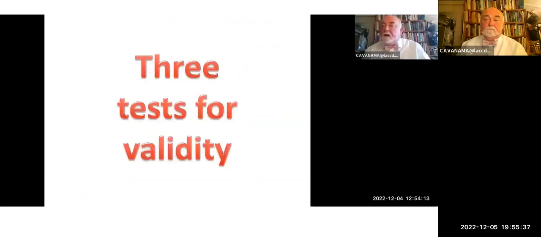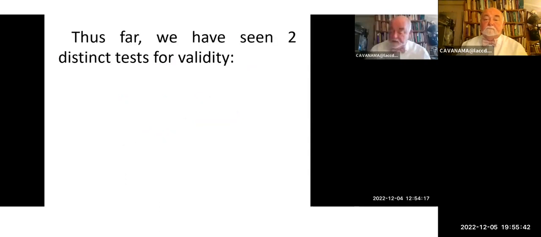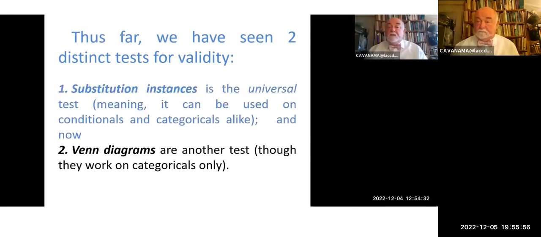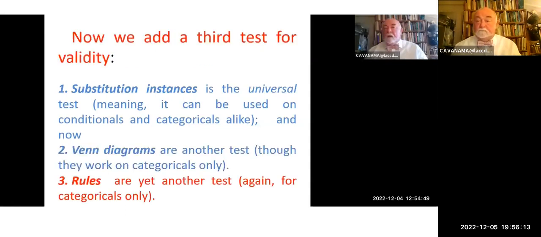Okay, there are 3 tests for validity we need to pay attention to, and so far we've seen 2 of them. First of all, remember from chapter 1, we talked about the concept of validity vis-a-vis syllogisms. Substitution instances is a universal test, meaning it can be used on the conditionals and the categoricals alike. Now we've seen the Venn diagrams. That's another test. This one only works on the categorical, so it's not a universal test, but it's a pretty handy test, particularly when you're faced with those 256 different types of categoricals, as opposed to the 4 types of conditionals. And now we're going to have a third test of validity, rules and fallacies.